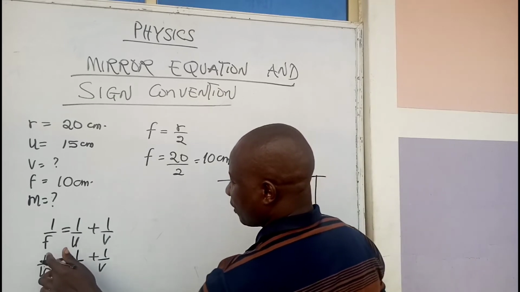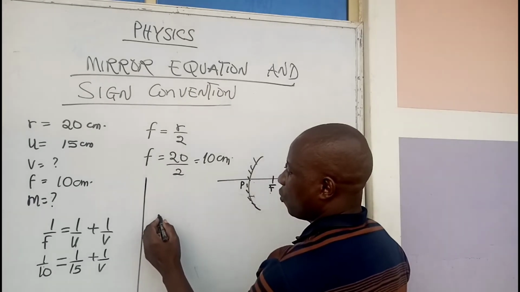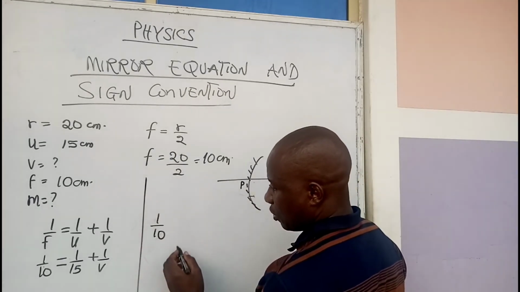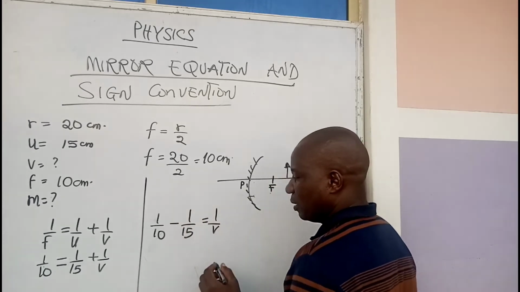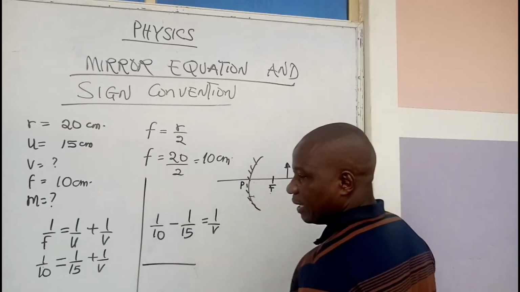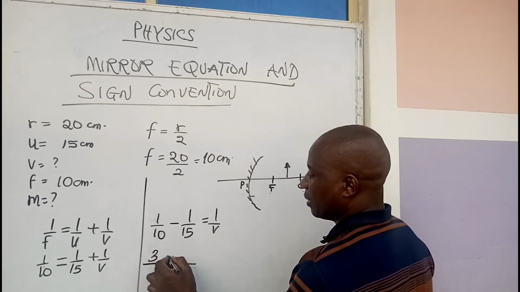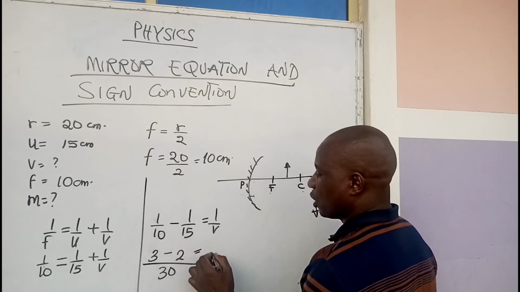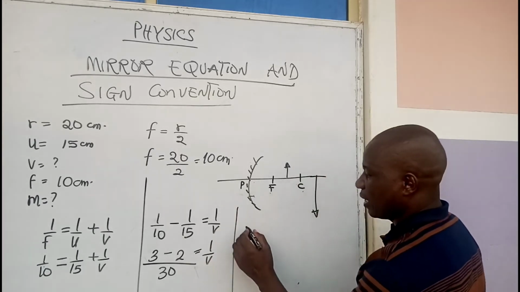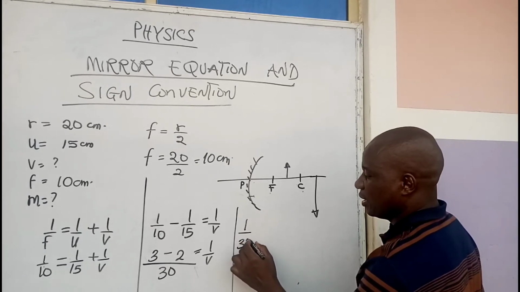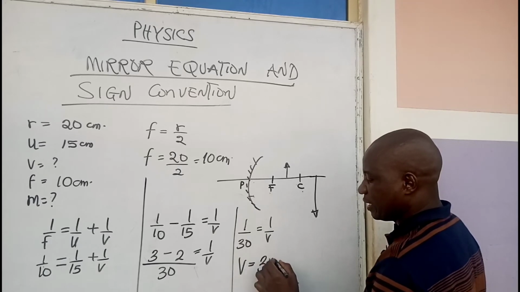If this one goes here, what do you have? We have 1 all over 10 minus 1 all over 15 is equal to 1 all over v. So what's the LCM? The LCM, of course, is 30. We have 30. This and this we have 3, minus this and this we have 2, is equal to 1 all over v. So this one will give me 1 all over 30 is equal to 1 all over v. My v, therefore, is equal to 30 centimeter.